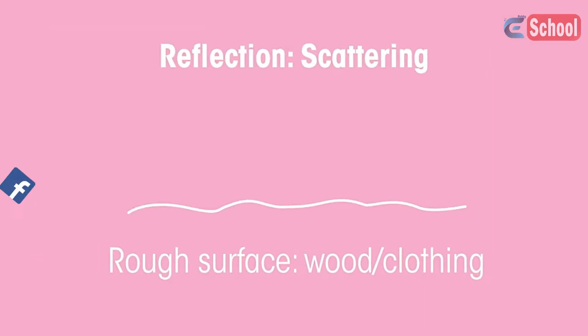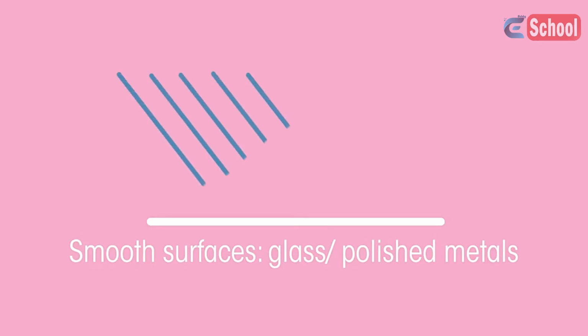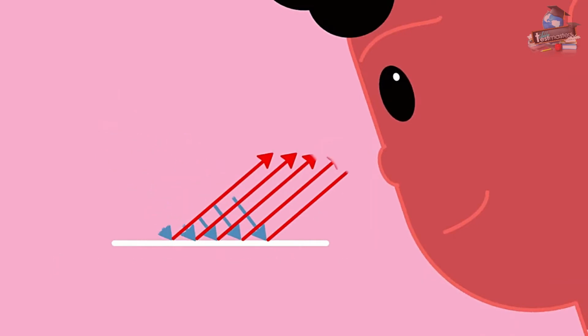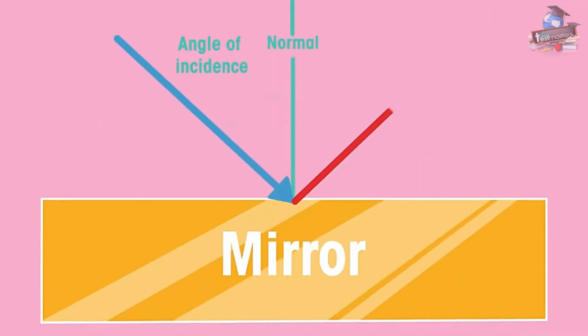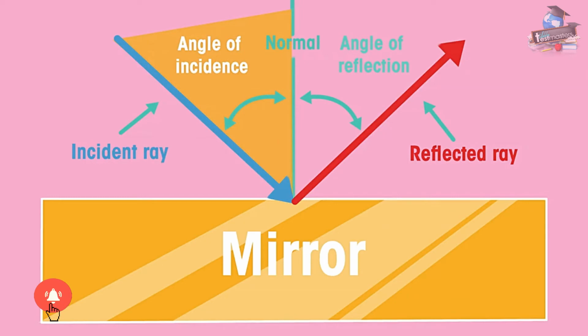A rough surface, like wood or clothing, scatters the light so that it reflects in all directions. Smooth surfaces, like glass or polished metal, reflect the light in a regular way, so a reflection can be seen. When drawing ray diagrams, the angle of incidence is always equal to the angle of reflection. The angle of incidence is the angle between the normal and the incoming incident ray.